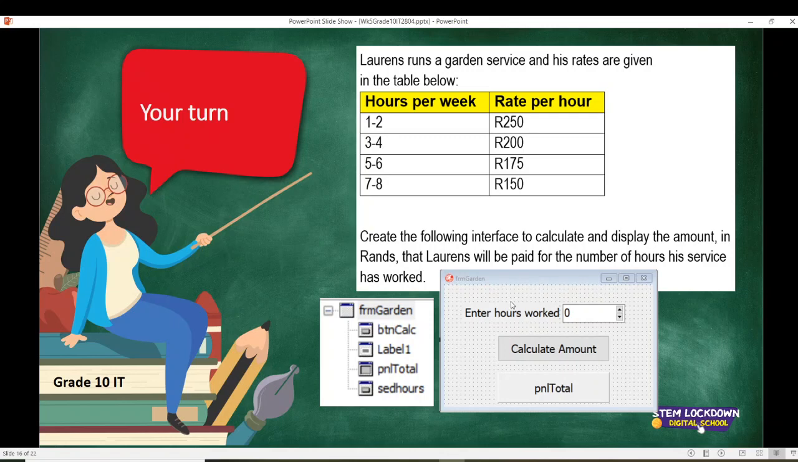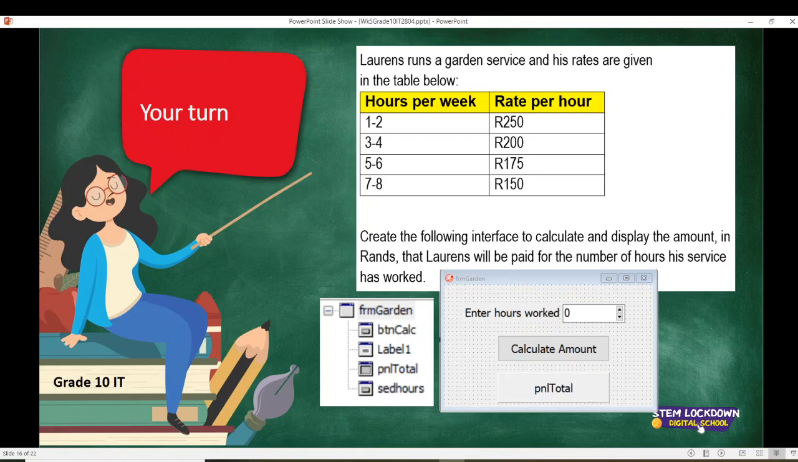So his garden service works for a certain number of hours. I'll give you an example. Let's say, for example, he enters that his garden service worked for 3 hours. It means that his rate per hour is 200 Rand. Therefore, the total amount of money he's going to earn is going to be 600 Rand, because it's going to be 3 hours times 200 Rand per hour. If he works more hours, it's going to be less per hour, but we don't want the per hour amount. We want the total amount of money he will earn for those hours.